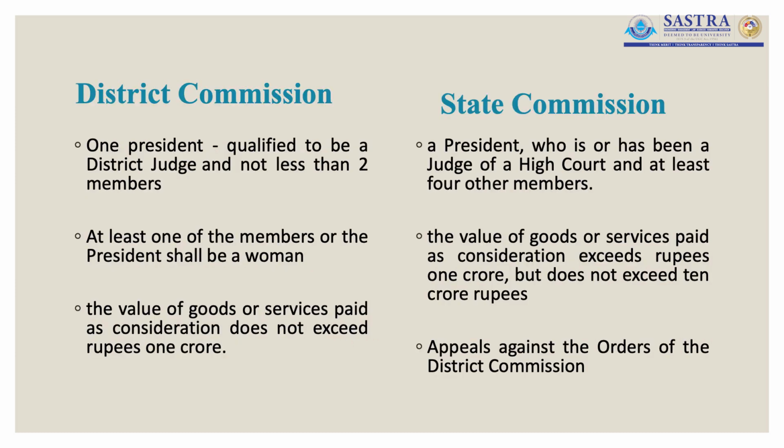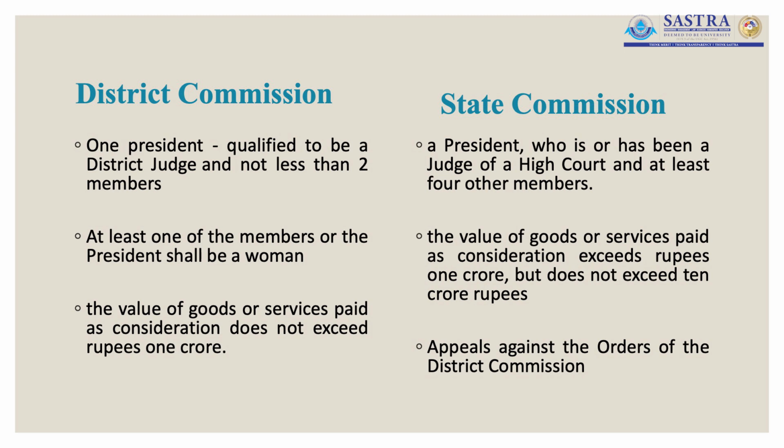If we look at the district commission, every district in the country will have a district commission. We will have a president. The president should be qualified to be a district judge, and there should be a minimum of 2 members in this district commission. And in this commission, at least one person should be a woman, which is mandatory. They would be taking up the consumer complaints if the value of the goods or services paid as the consideration by the consumer does not exceed 1 crore rupees. So that is the pecuniary jurisdiction of the district commission.